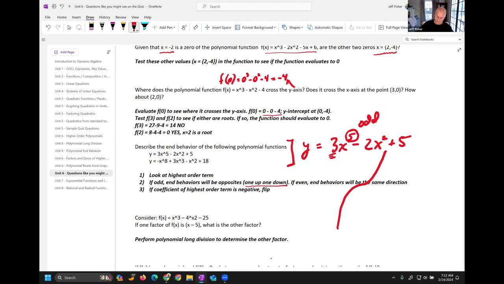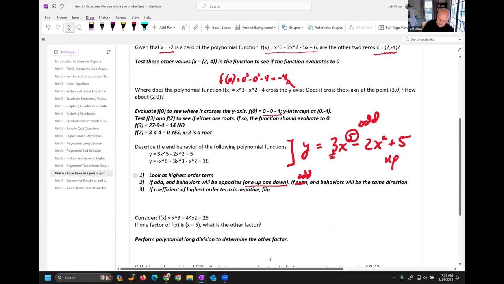Wait a minute. If odd, end behavior will be opposites. If even, end behaviors will be the same. I think I have that wrong. If odd, end behaviors will be the opposite. If even, end behaviors will be the same. So this is going to be up and then up, right? And so just look at the end behavior. This should say odd, and this should say even. I typed this wrong.